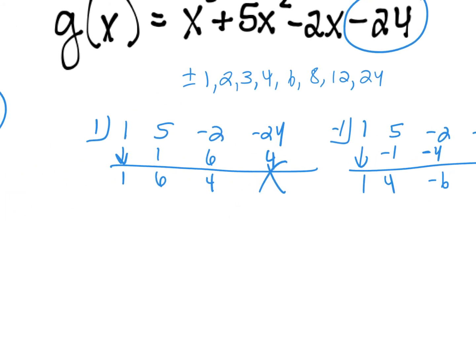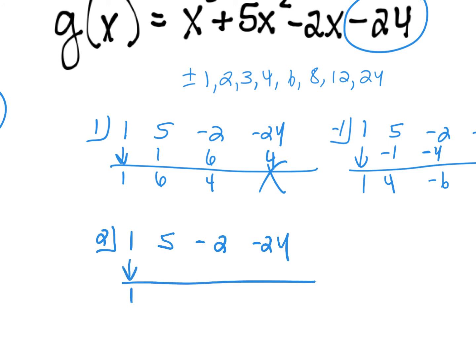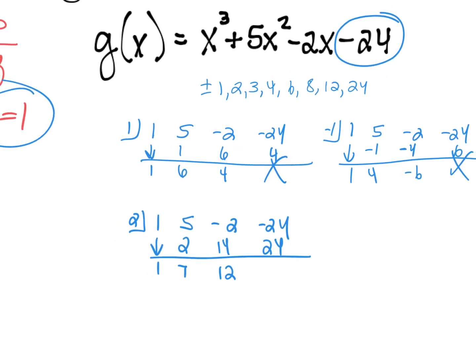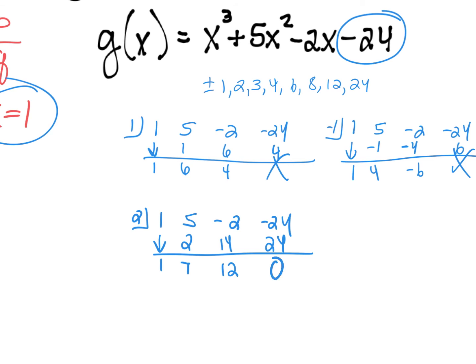Let's try 2. 1, 5, -2, -24. Bring down the 1. 1 times 2 is 2, and 5 plus 2 is 7. 7 times 2 is 14. -2 and 14 is 12. 12 times 2 is what? What's -24 and a +24? 0. What'd you guys just show me?